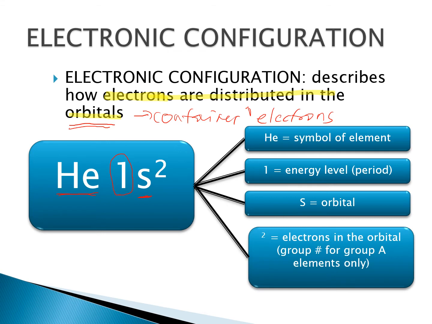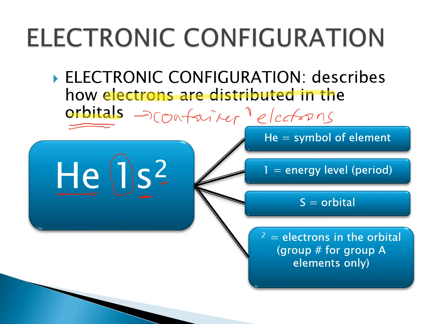And then the superscript 2 here, class, pertains to the number of electrons in that particular orbital, or kung ilang electrons yung makikita natin sa orbital na yon. And aside from that, number 2 also represents the group number for group A elements only. So later on, I'll be showing you how to determine the period and the group number of group A elements using the electronic configuration.